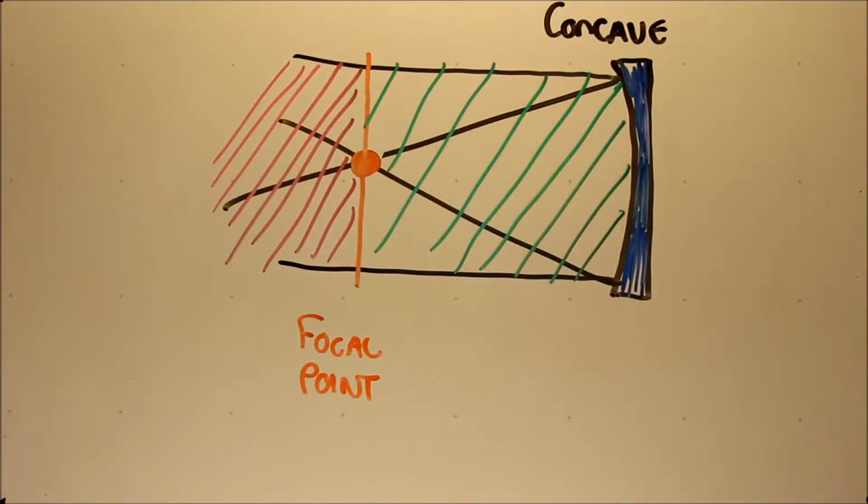Here's a diagram of light bouncing off of a concave mirror, meeting at a focal point, and then continuing on. Normally when you're using a concave mirror, you're up close to the mirror in the green area, and this is the image that you would see.